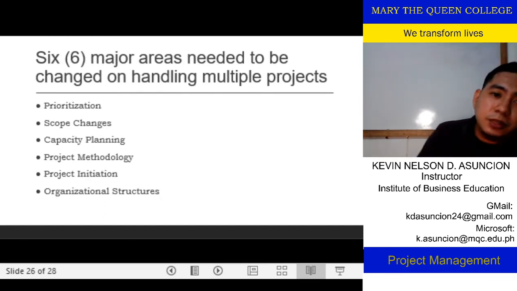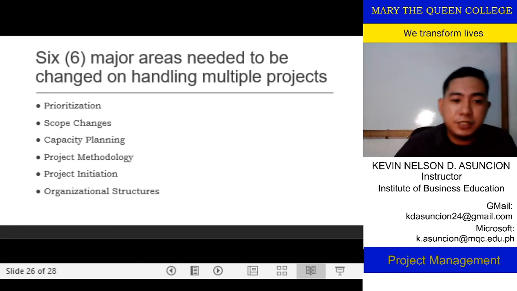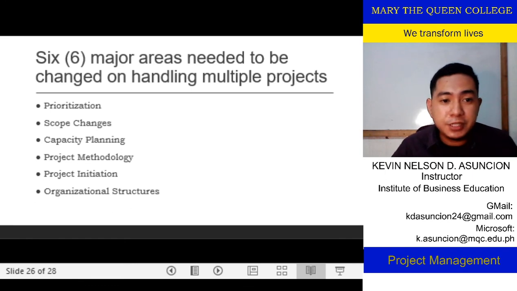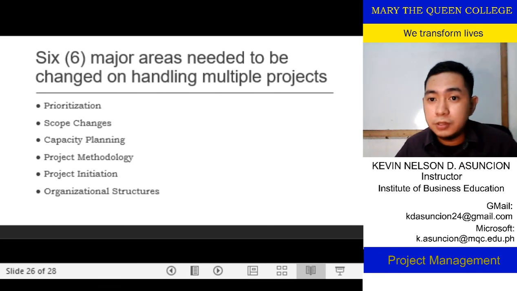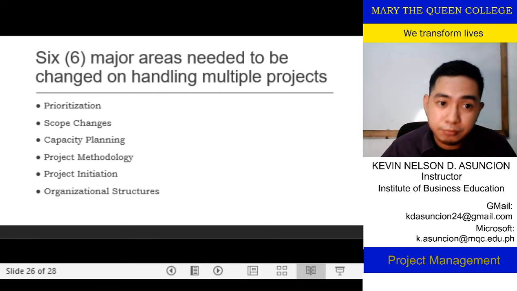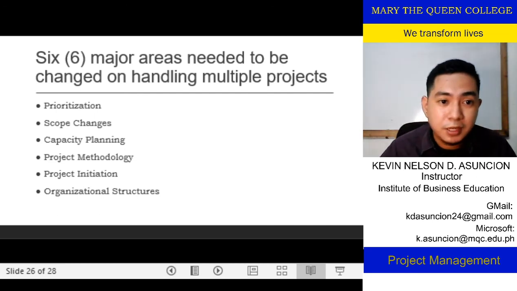Okay. So we have six major areas that need to be changed when handling multiple projects. First is prioritization, scope changes, capacity planning, project methodology, project initiation, and organizational structure. Kapag naghahawak ka ng mga multiple projects, you need to adjust one or more of these. So kung mahirapan kayo, rank your prioritization or the scope. You need to change the scope kasi kung i-achieve mo lahat siya, gusto mo maging excellent lahat, baka hindi mo matapos.